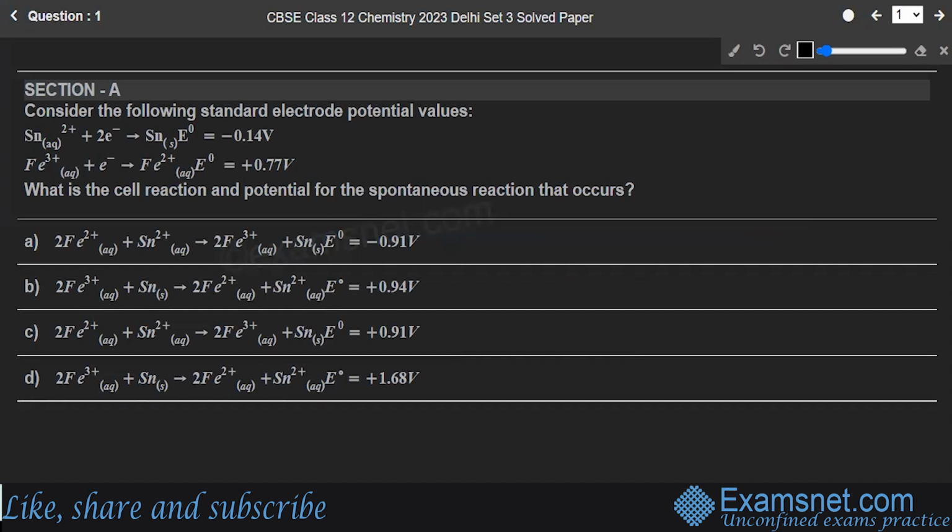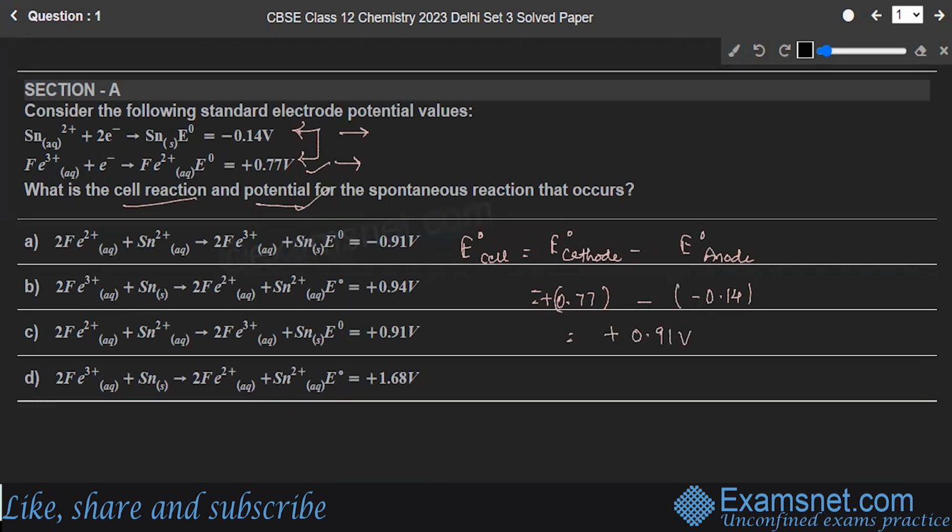Here we go. Consider the following standard electrode potential values. These are the two electrode potential values given to you. This reaction takes place at the cathode and this at the anode. Now you have to tell the cell reaction and the potential for the spontaneous reaction that occurs. See, the cell potential is given by potential at cathode minus potential at the anode. And this is equal to 0.77 minus (-0.14), which gives you positive 0.91 volt.